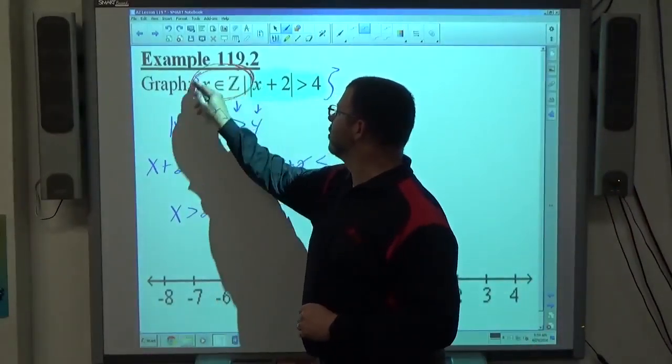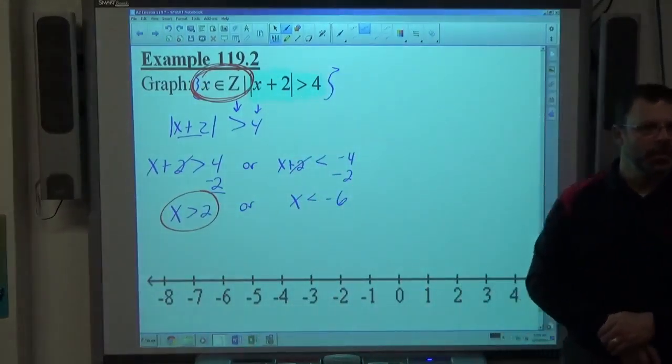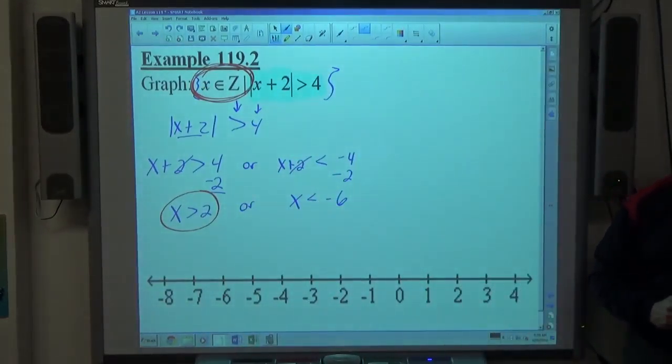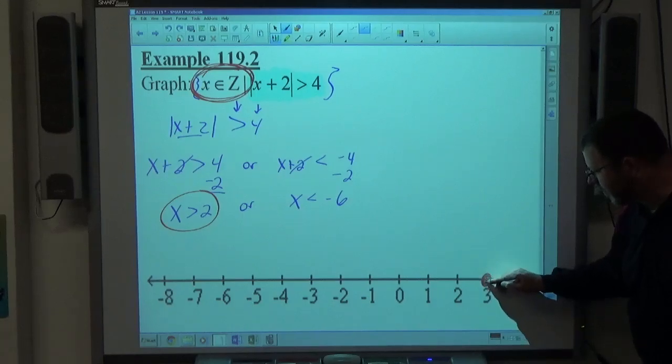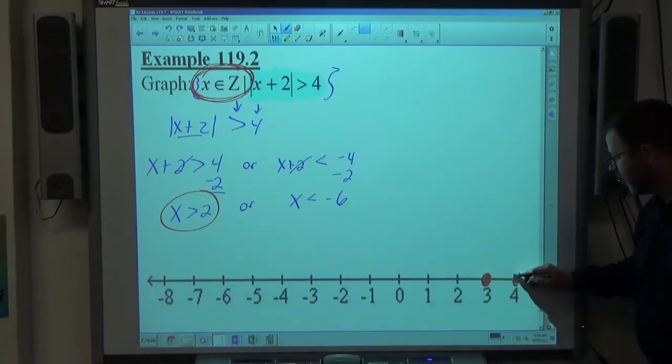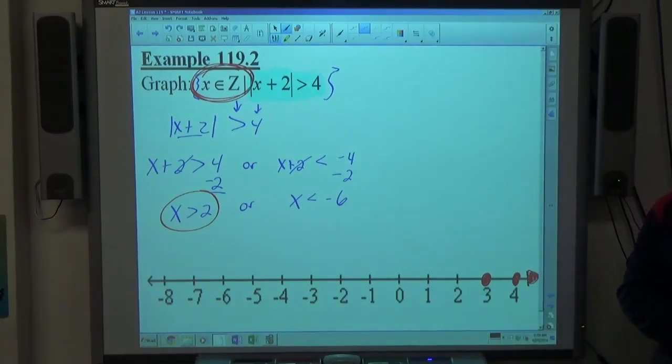So I've got my set of integers, and let me start with x is greater than 2. Is 2 greater than 2? No. What's the first integer greater than 2? 3. So I'm going to start at 3 with a closed circle. I'm going to go with 4 because it's also greater than 2, with a closed circle. Then I'm going to shade the arrow to represent that it goes on forever to infinity in that manner.